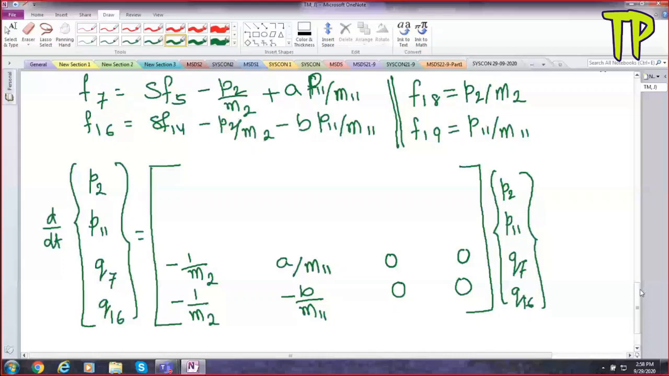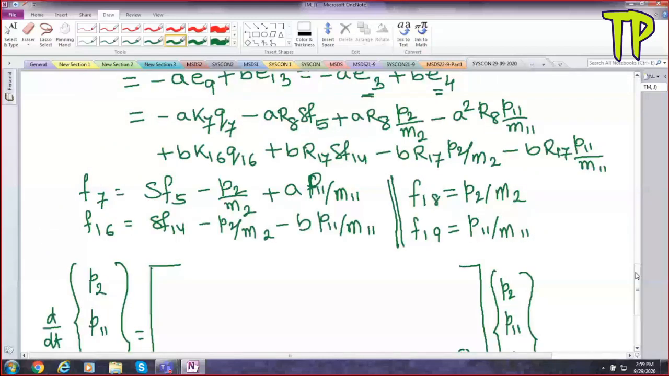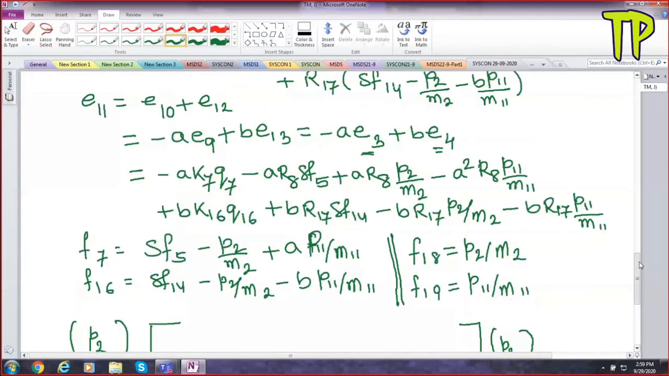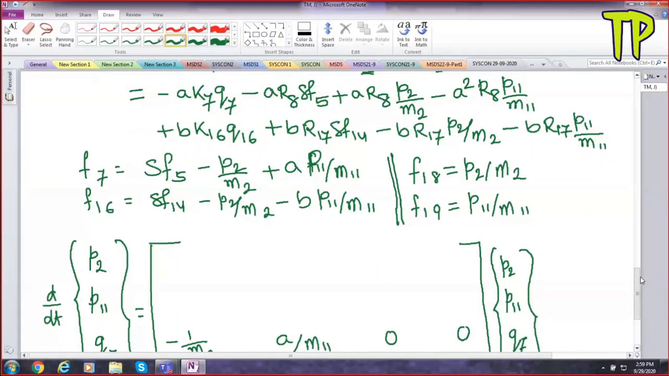Now this is the equation for E11. So let's fill in the E11 equation. So what we have, P2 terms. A R8 by M2, one term, minus B R17 by M2. So I will write A R8 minus B R17 by M2.